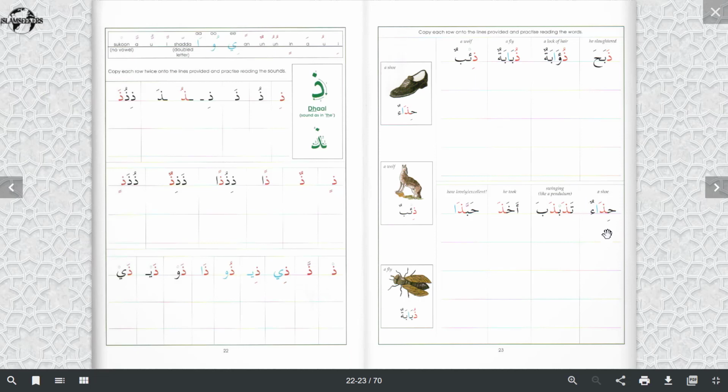Line 2. A shoe. Hiva'un. Swinging like a pendulum. Tadabdaba. He took. Akhadha. How lovely or how excellent. Habbadha.